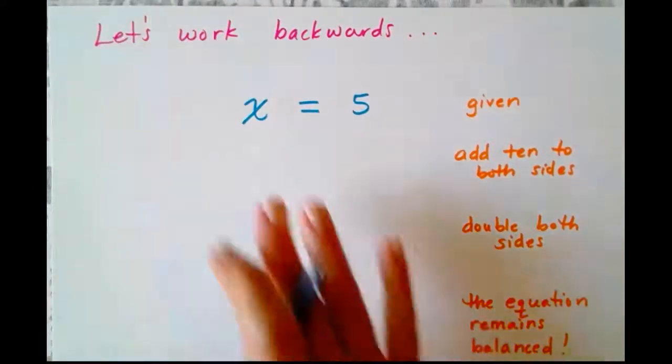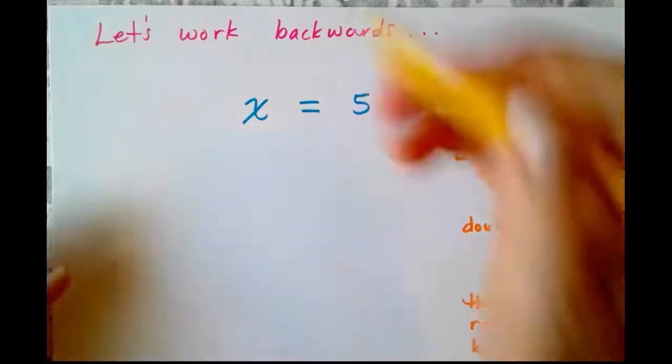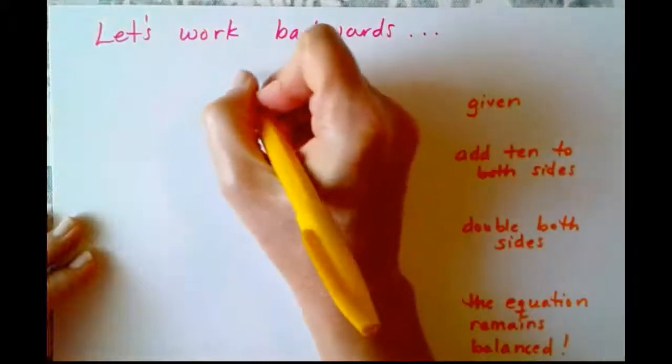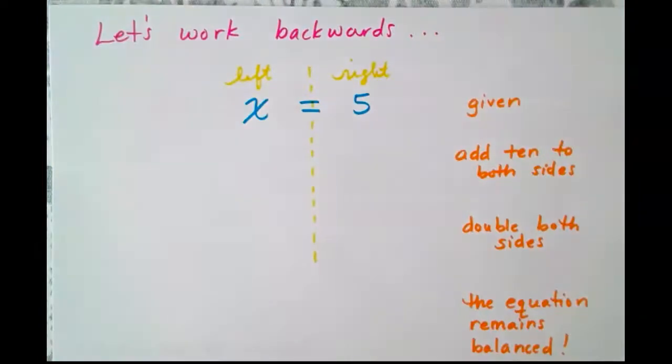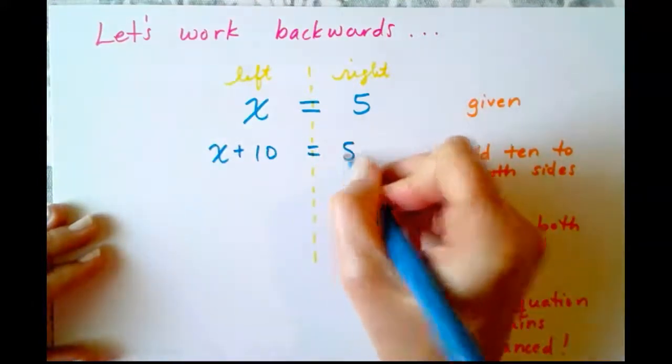So think about what we are given. If we're given that x is equal to 5, think about the scale. We want our left-hand side to weigh as much as our right-hand side. First thing I'm going to do is draw a dashed line here, just to remind you that this is the left and this is the right, the left-hand side of the equation and the right-hand side of the equation. So what does this equation look like if I add 10 to both sides? x plus 10, and then 5 plus 10.